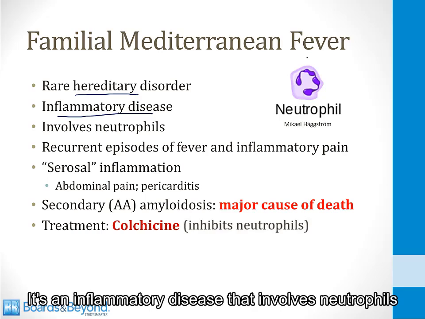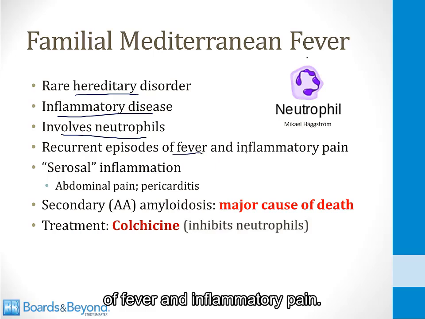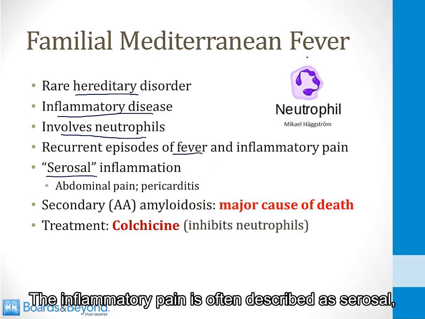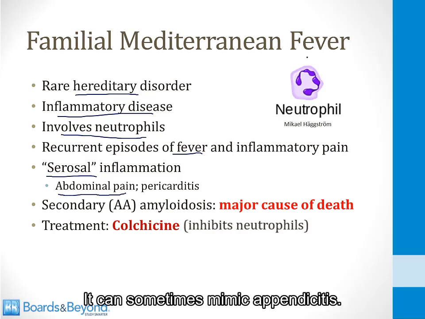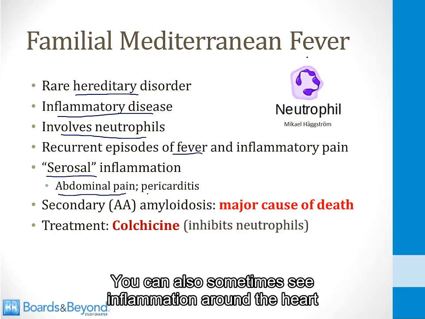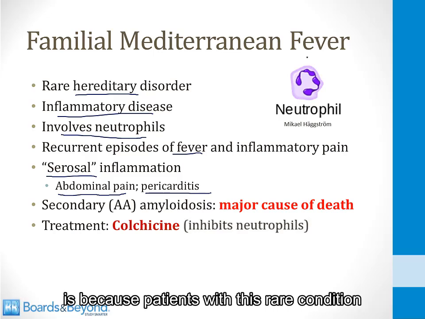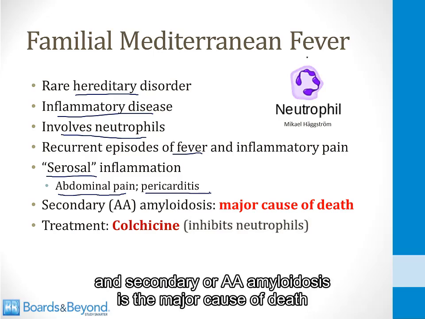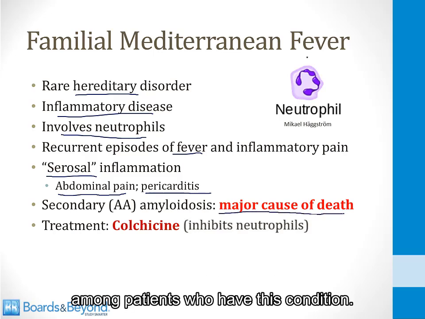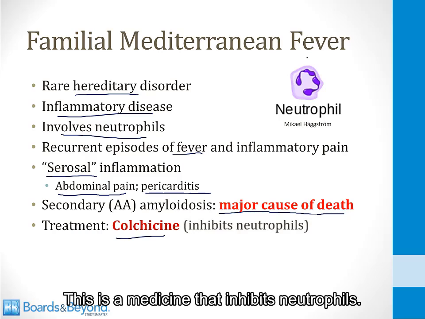It's an inflammatory disease that involves neutrophils, and patients have recurrent episodes of fever and inflammatory pain. The inflammatory pain is often described as serosal because it often involves serosal surfaces, especially in the abdomen. It can sometimes mimic appendicitis. You can also sometimes see inflammation around the heart that leads to pericarditis. The reason I'm bringing this up in the amyloidosis module is because patients with this rare condition have very high levels of serum amyloid A proteins, and secondary or AA amyloidosis is the major cause of death among patients who have this condition. Because it's a neutrophil disorder, you can treat it with colchicine. This is a medicine that inhibits neutrophils.